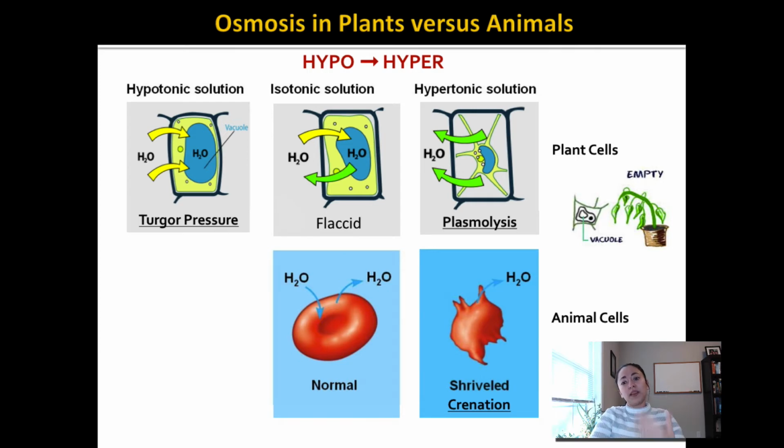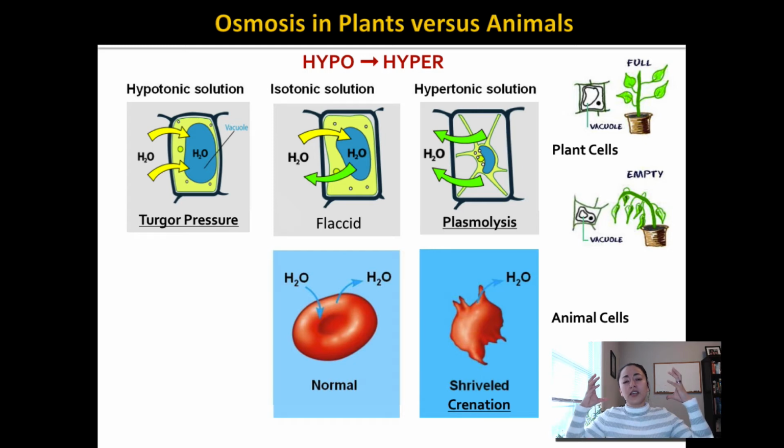All right, so a plant cell that has a lot of water in it will be very full and very tall and crispy. However, animal cells cannot survive in a hypotonic solution because they do not have a cell wall to prevent them from bursting.